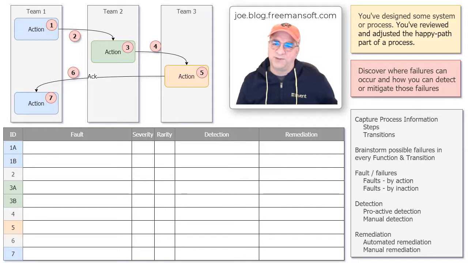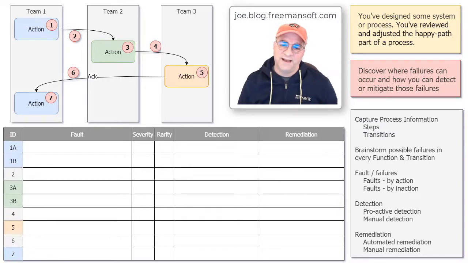So we want to capture the process steps. We want to brainstorm on the failures. We want to find faults that happen due to action taken or no action taken. We want to look at the detection, proactive detection and manual detection. And then we figure out what the remediation is.